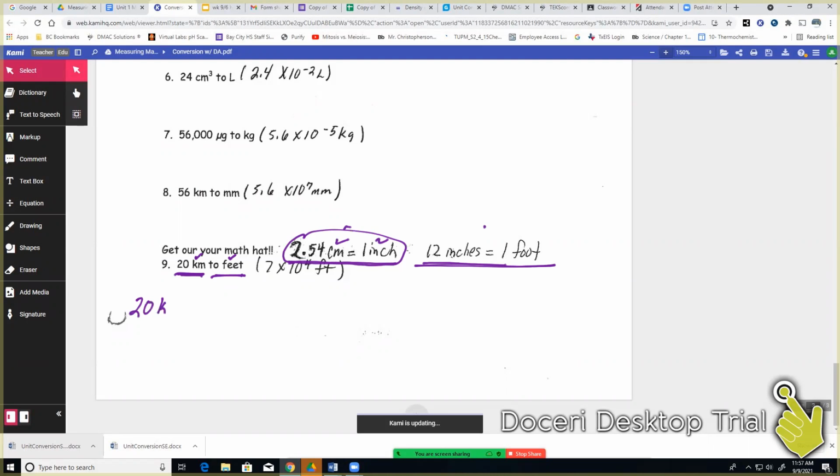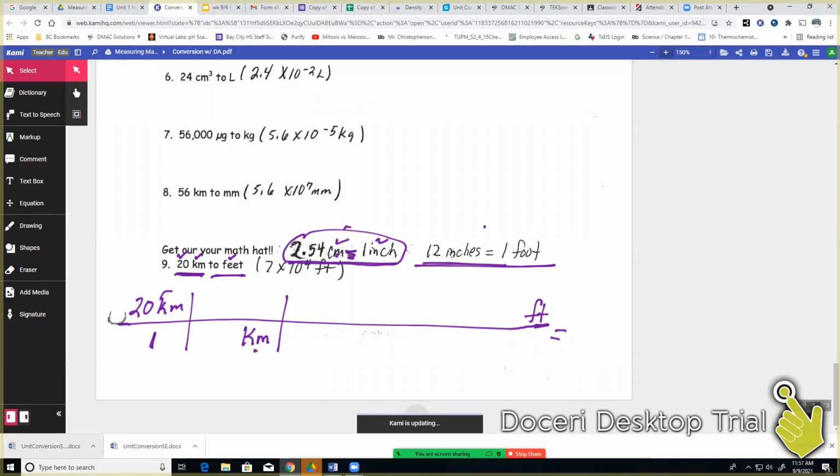Another thing that makes this problem a little bit harder is it only has one sig fig. To me, the fewer sig figs, the harder it is. So I'm starting with 20 kilometers and I eventually want to get to feet. This is a pretty long one. So if I'm kilometers here, I want to be kilometers down there. This is my crossover. So can I go from kilometers straight to centimeters?